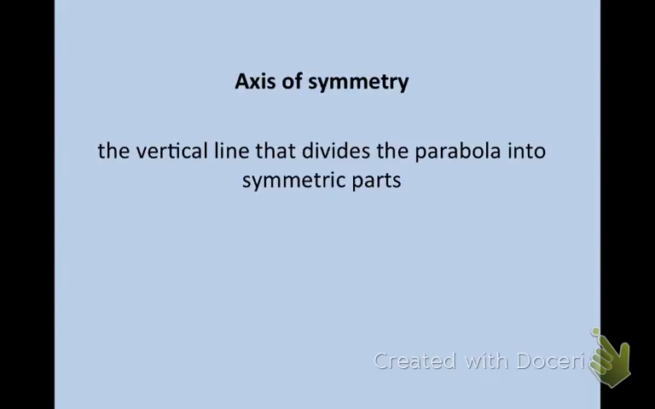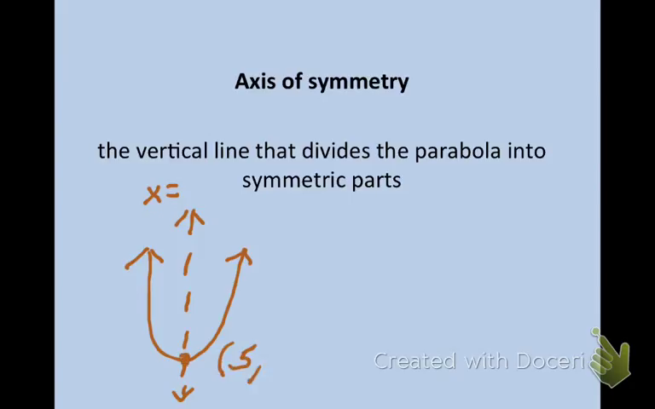Now, I'm going to draw again. I'm going to get really good at drawing these parabolas. There's a magic line that divides a parabola in half, or makes it symmetrical. And this line is the axis of symmetry. Now, this line is an equation that's x equals the first part of the vertex. So if the vertex is (5, 2), then our axis of symmetry is going to be at x equals 5. More on that later.